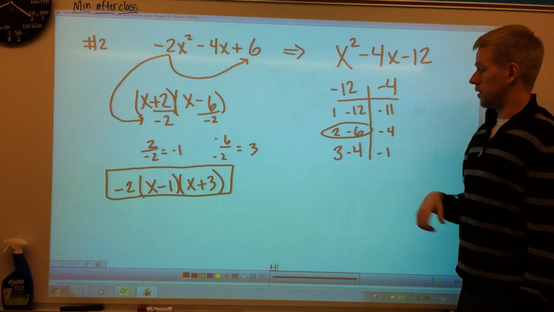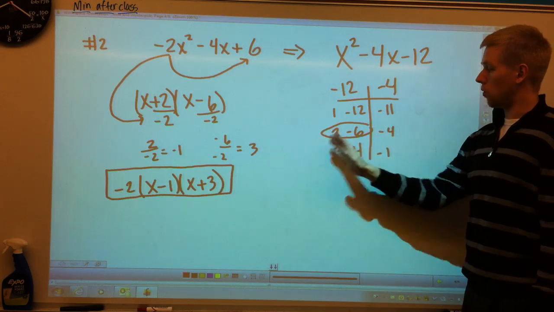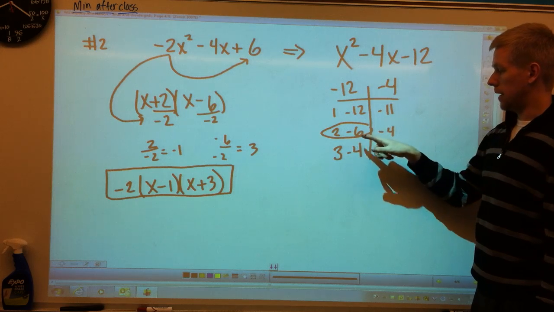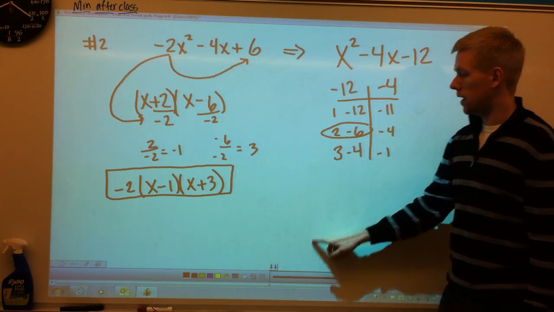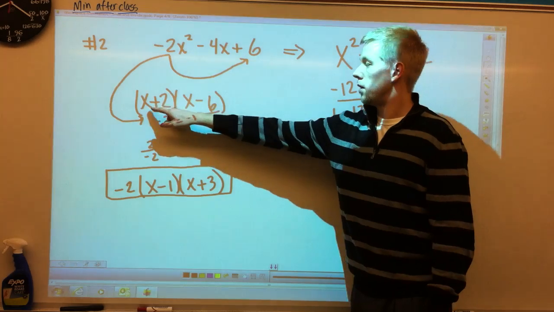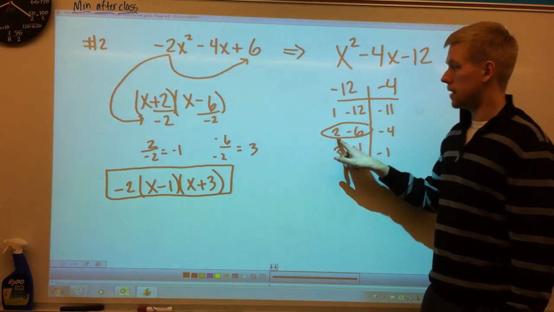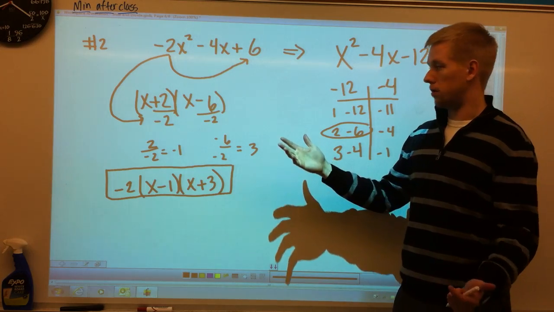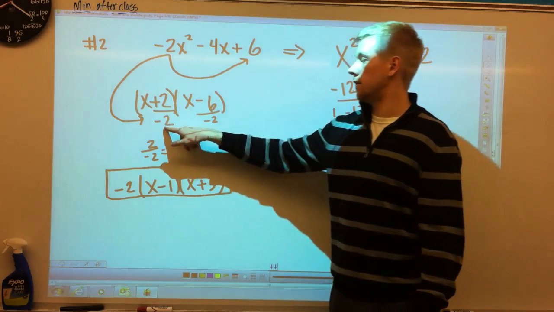So I'll put my negative on the 12, the 6, and the 4, add it across. Found out that negative 4 came from 2 and negative 6. So I wrote that down. I had x plus 2, was a positive 2, and x minus 6. That's just like I normally would, but now I need to divide by that negative 2.